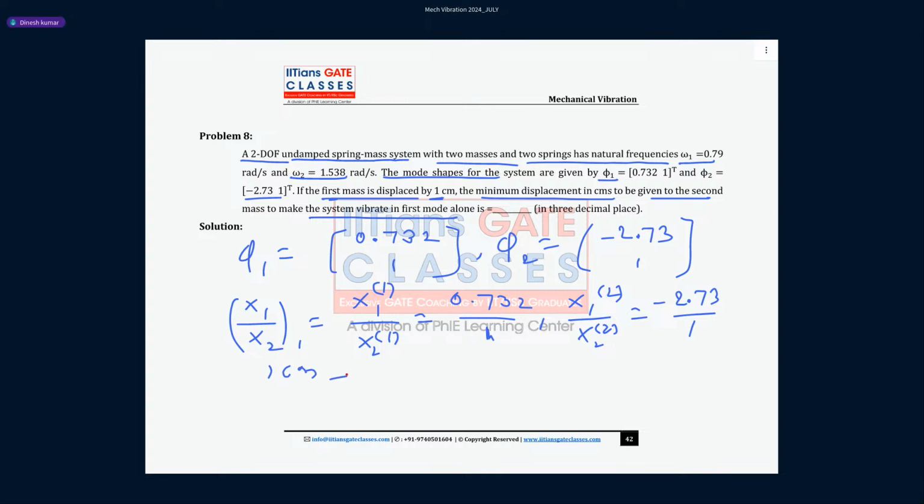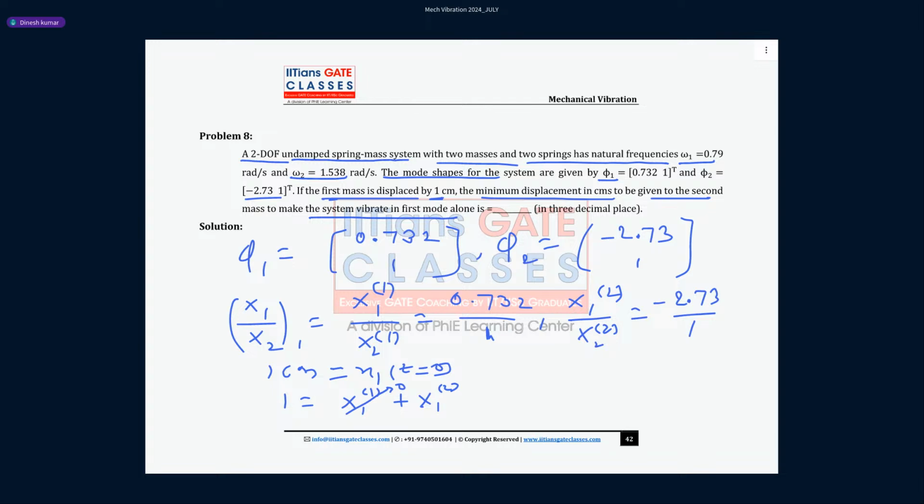This is the initial displacement of mass m1, right? So at t equal to 0. Now we know what it is equal to. So 1 centimeter will be equal to x1 for first mode plus x1 for second mode. Now they told the system vibrates only in second mode. So this will be equal to 0.